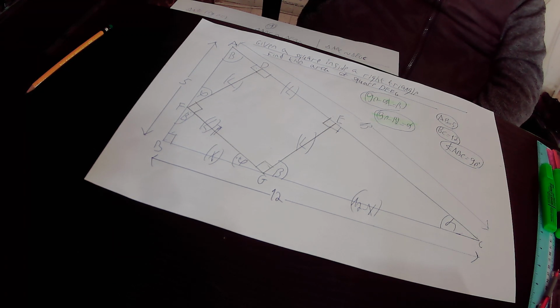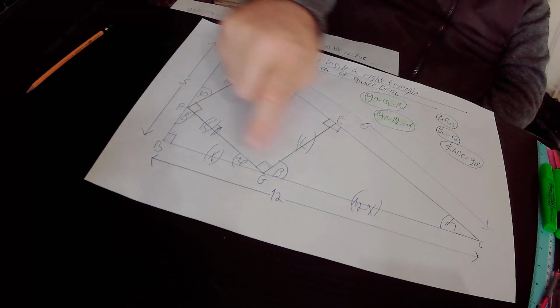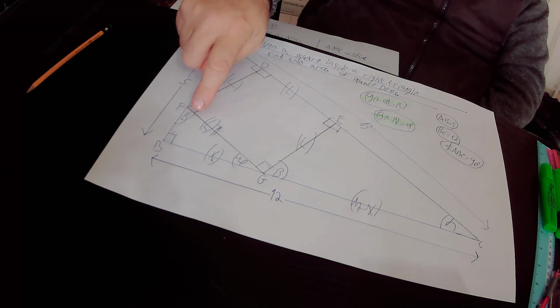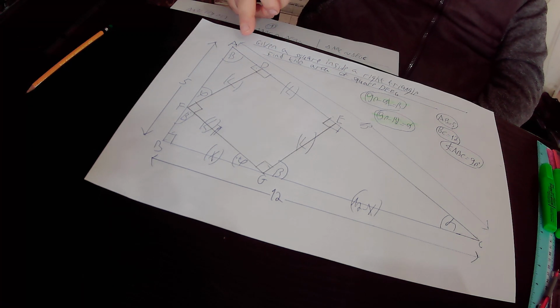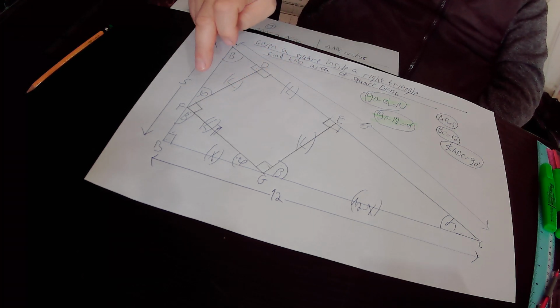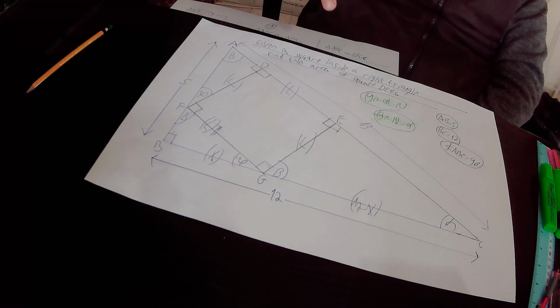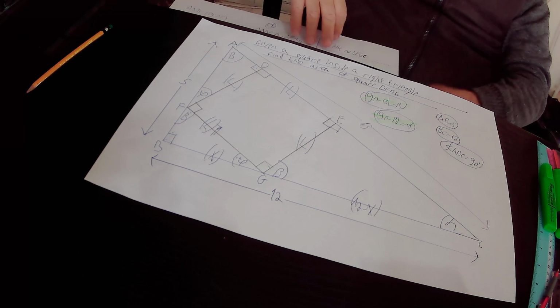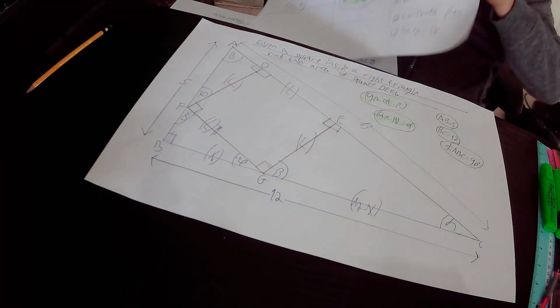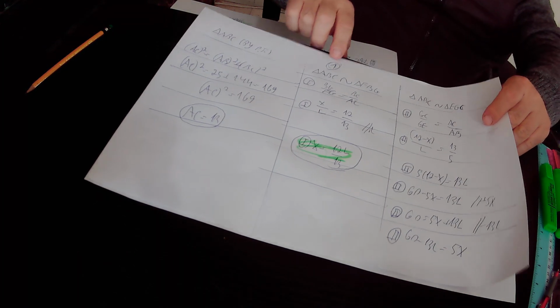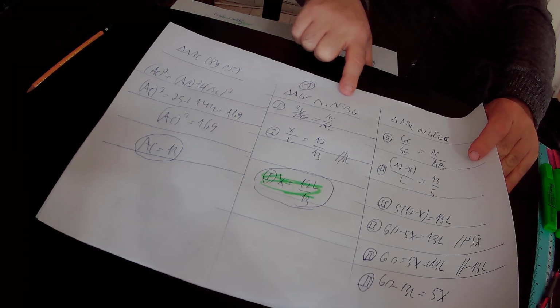So for example, the right big triangle ABC is similar to this right triangle FBG. Why? Because the right big triangle ABC has the angles of alpha, beta, and 90 degrees, and this right triangle FBG also has the same angles of alpha, beta, and 90 degrees. So here we have the right big triangle ABC is similar to the right triangle FBG.